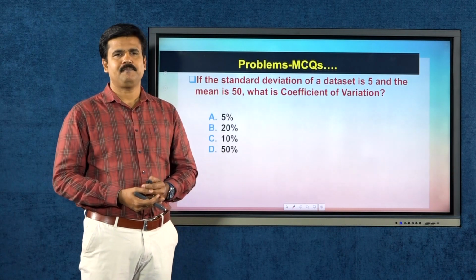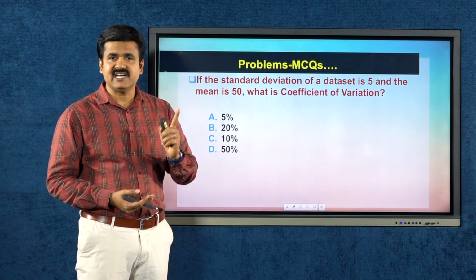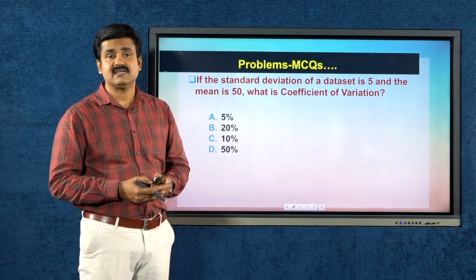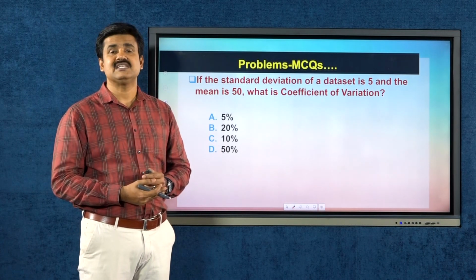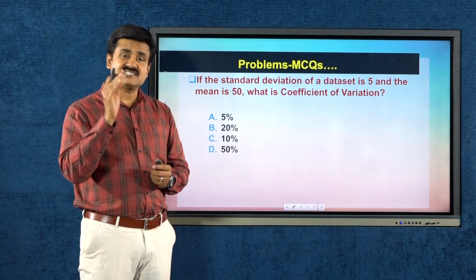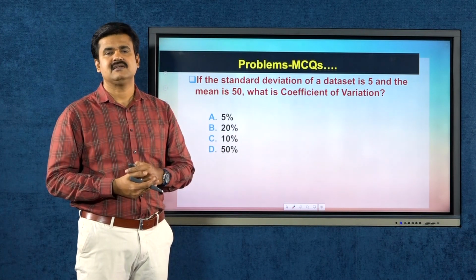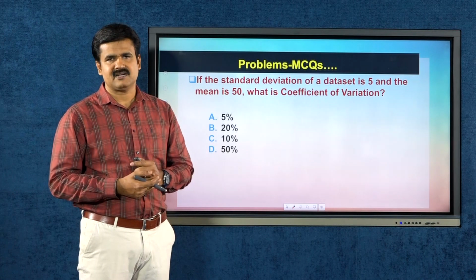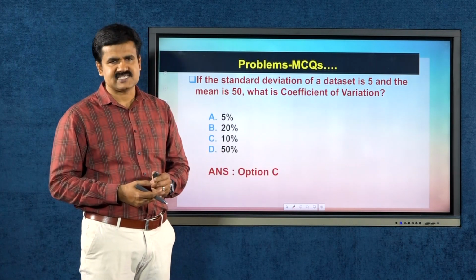Moving on to another problem. The standard deviation of a data set is 5 and the mean is 50. What is the coefficient of variation? Standard deviation divided by the mean gives you the relative standard deviation. Relative standard deviation should be multiplied by 100 to get the coefficient of variation. That is, coefficient of variation is RSD into 100, and RSD is standard deviation divided by mean. So, 5 divided by 50 multiplied by 100, that is 500 divided by 50. So, you are getting the answer as 10, that is option C.